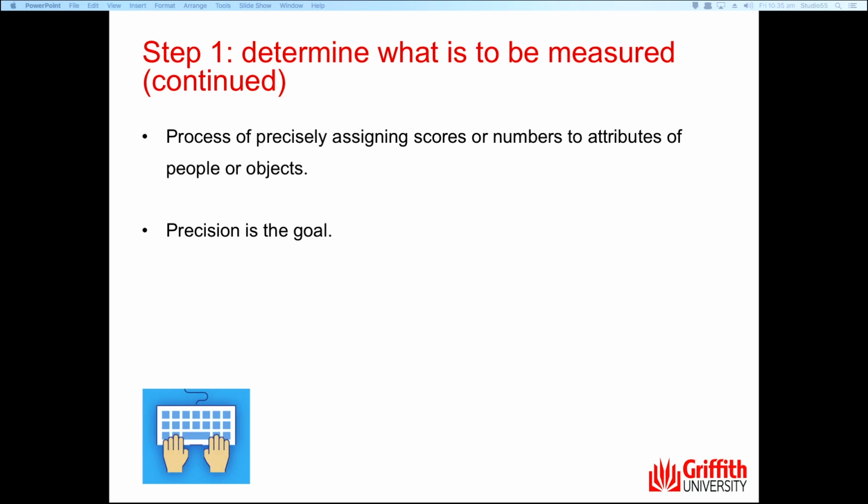And again, in step number one, precision is the goal. You have to know exactly what you want to measure. Measuring behavior is different than measuring intention. So you've got to know exactly what you want to measure.